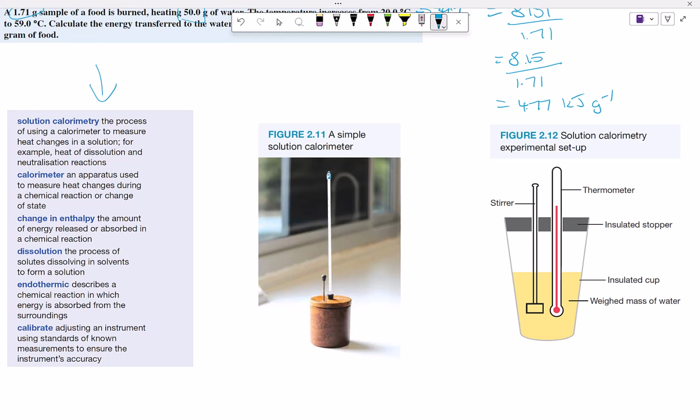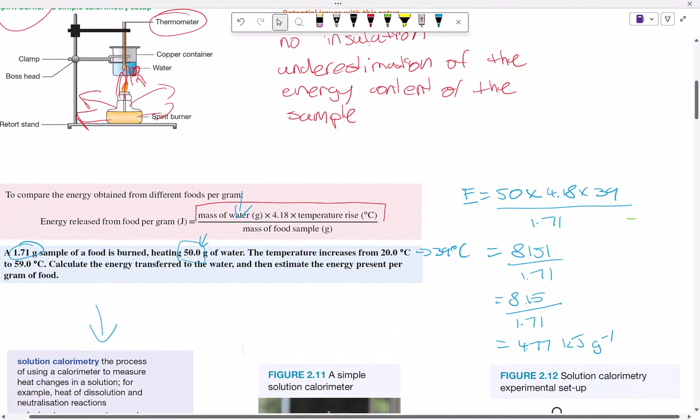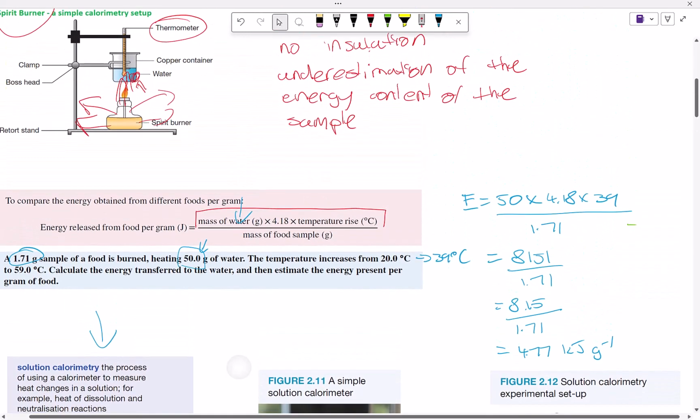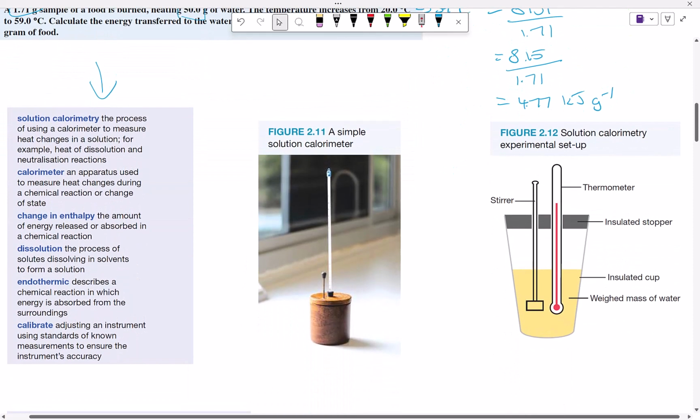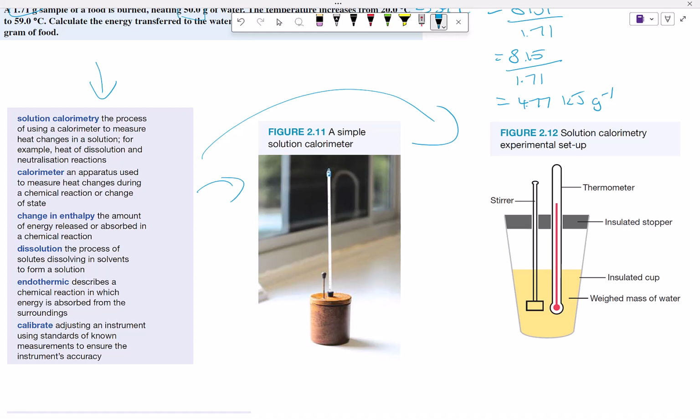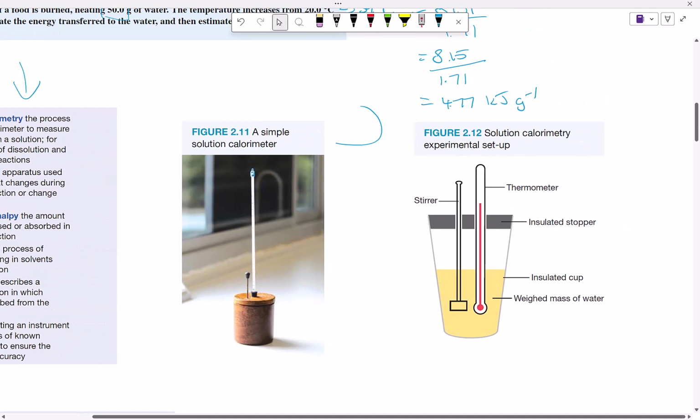And if we want to calibrate something, we're looking at adjusting the instrument using the standards. So the idea is, the example we used up here, you wouldn't really be able to calibrate it properly. The examples over here have been known not to always be calibrated, but I'd probably want to try as much as possible if I was using a system like these to calibrate them, just because it gives you better accuracy and better consistency. But these are just a couple of examples of a simple solution calorimeter.